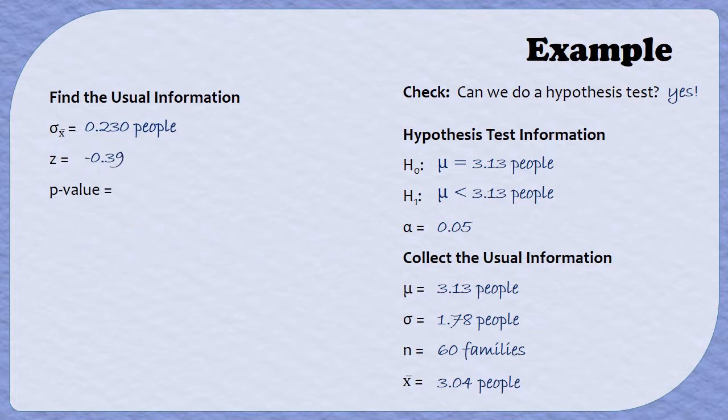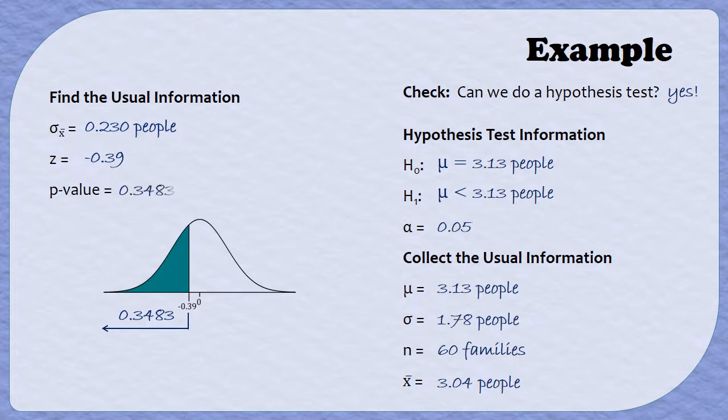And lastly, for the p-value, I drew my curve of a negative 0.39. I shaded to the left because my alternate hypothesis was less than. If it had been greater than, I would have shaded to the right. And when I looked up negative 0.39 on the yellow table, on the standard normal table, I got a 0.3483. So that's going to be my p-value.